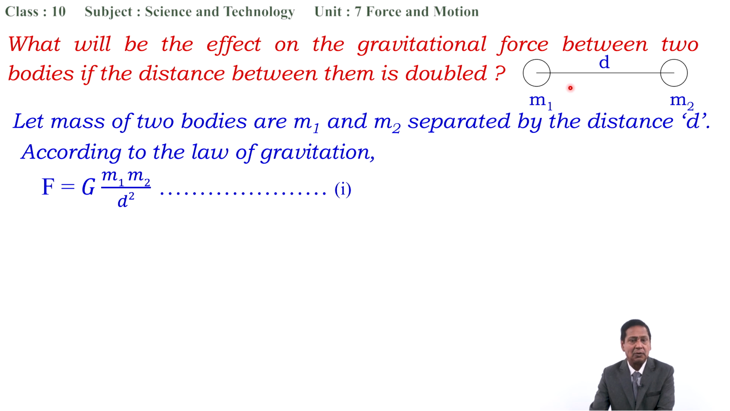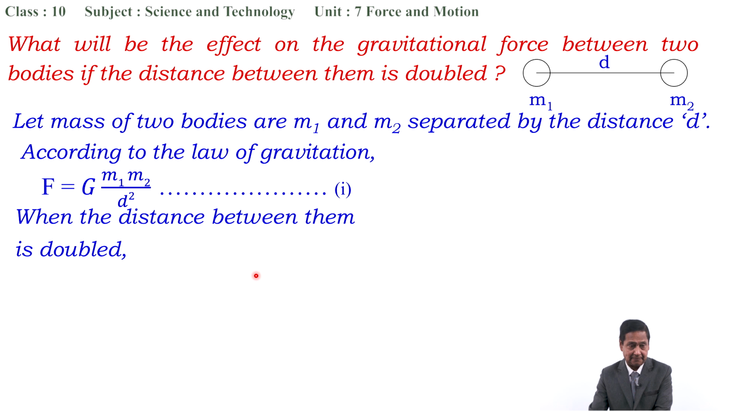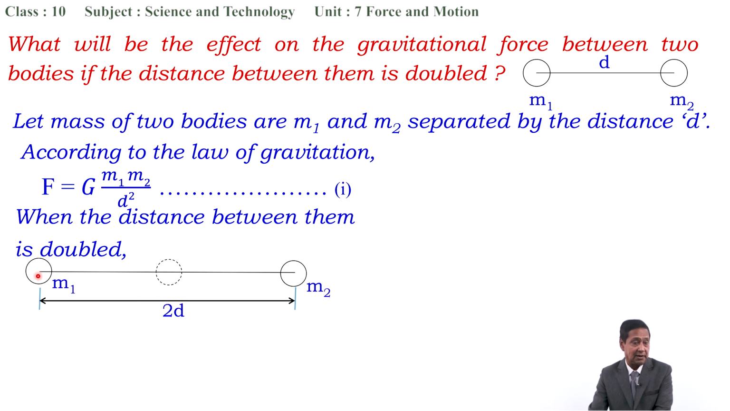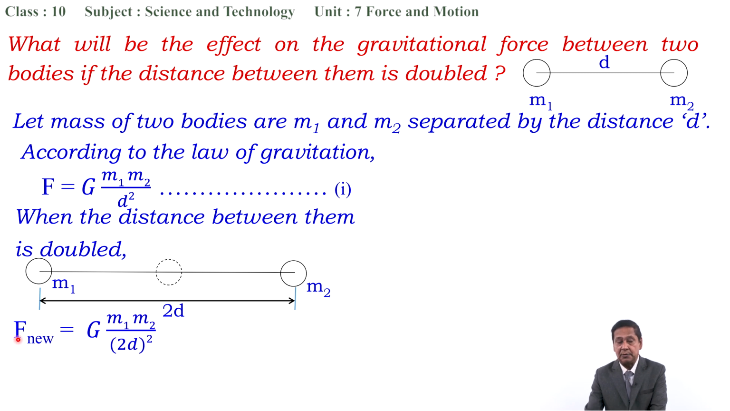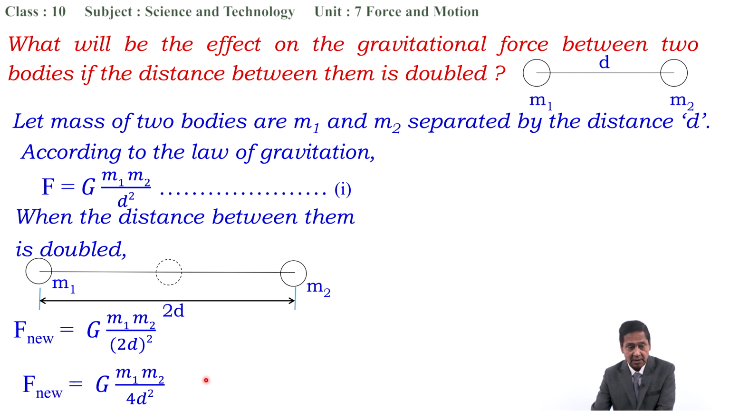But now we are increasing the distance to twice that of the previous. If m1 and m2 were in this position and now are taken away, the distance is doubled, then we can say that the distance is 2d. Now the new gravitational force will be equal to capital G m1 m2 by, instead of d, I am writing 2d, and d square means 2d square. Now 2 square is 4, d square remains the same. F new equal to G m1 m2 by 4d square.